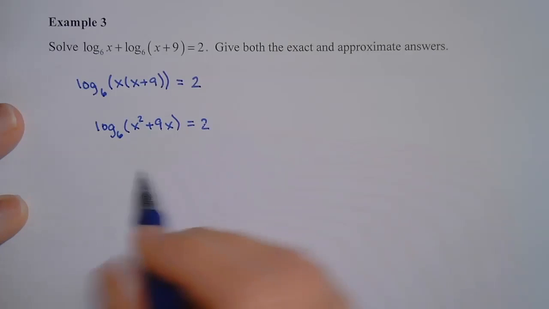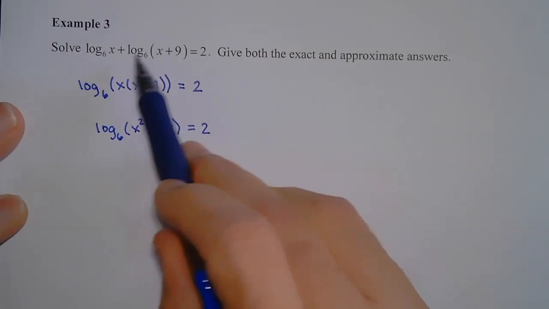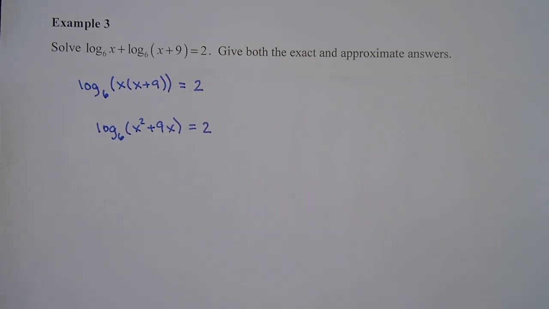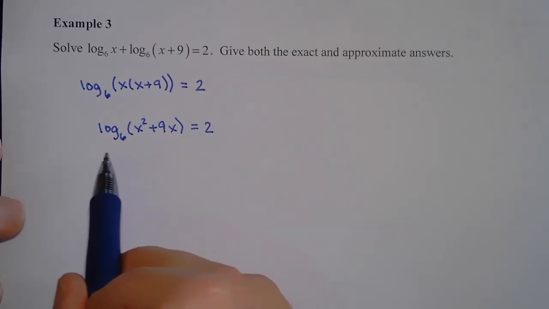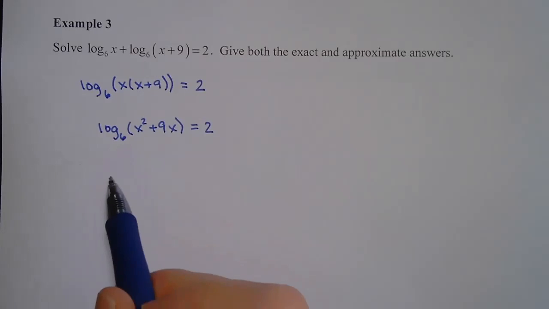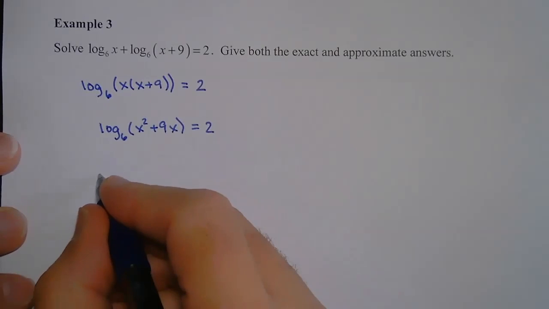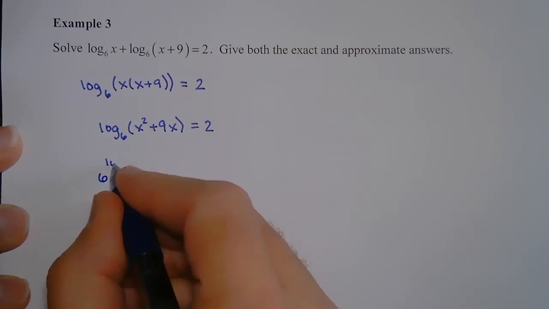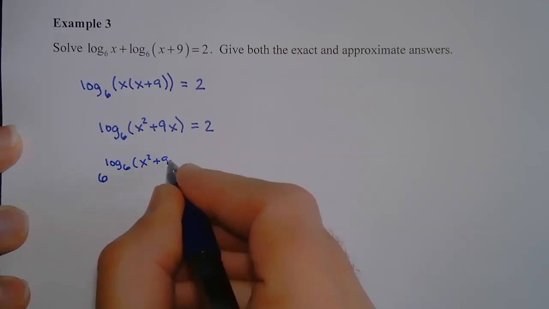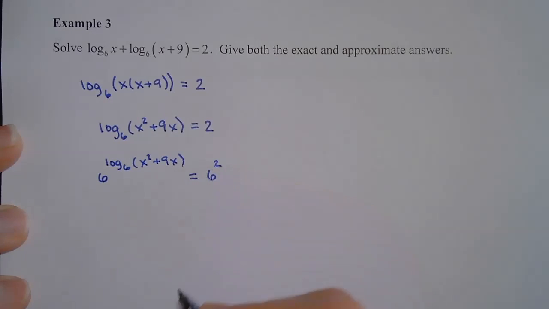So now, because we have a logarithm equation, and I should have said this before, we're going to need to check our answers because these are logs, right? It's a logarithm equation, and our answers may not work, okay? All right, so at this point we want to undo this log base 6. Well, we can do that by exponentiating with base 6 as long as I do the same thing to both sides. So this becomes 6 raised to the log base 6 of x squared plus 9x, and that's going to be equivalent to 6 squared, okay?